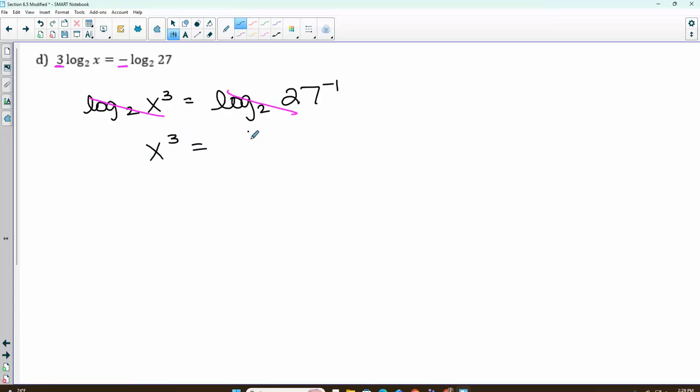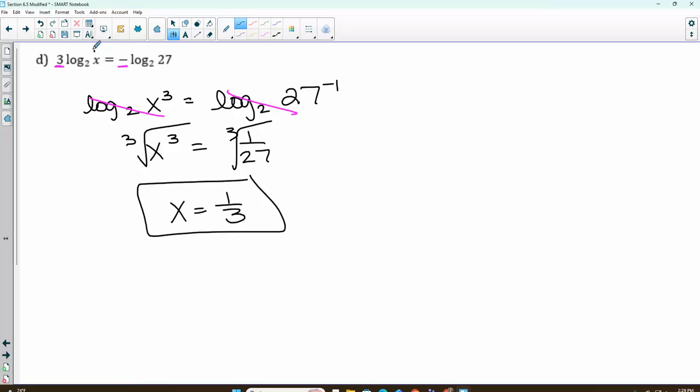27 to the -1 means 1 over 27. To get rid of a cube, we cube root. We get 1/3. With logs, you do have to make sure your argument is positive.